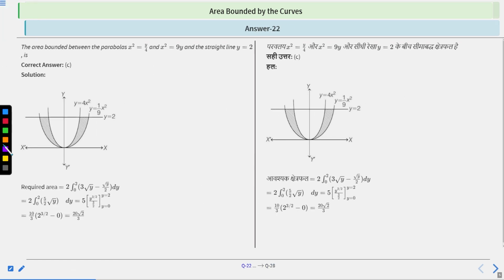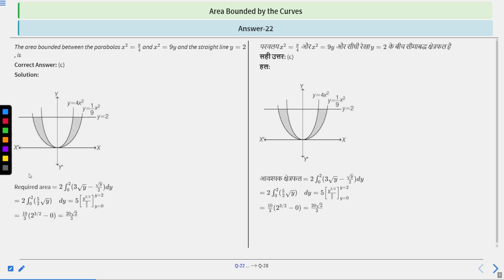Okay, let's move to the solution part. See, as the area between the parabola x square is equal to y by 4 and x square is equal to 9y, the graphs of these two parabolas are as follows. This is y equal to 4x square and y equal to 1 by 9 x square. And a straight line y equal to 2, right? Therefore, required area will be, see, these graphs are basically symmetric, right? And area under these graphs will also be symmetric, got it?